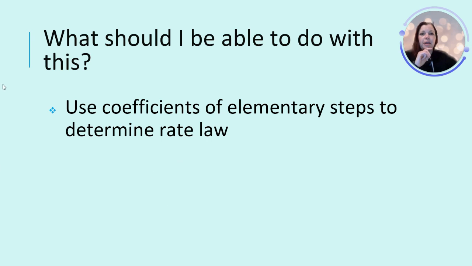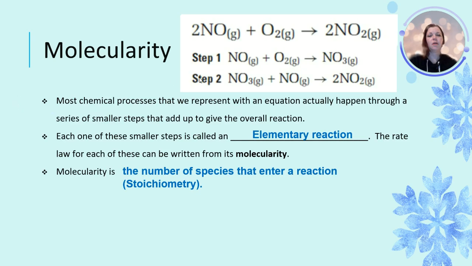Let me go back and show you an example real quick before I sign off here. If I go back here, I could say my rate is equal to k times the concentration of NO times the concentration of O2. Or here I could say my rate is equal to k times the concentration of NO3 times the concentration of NO. That's it.